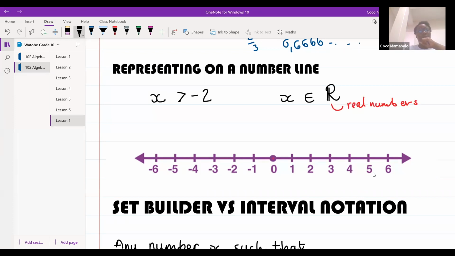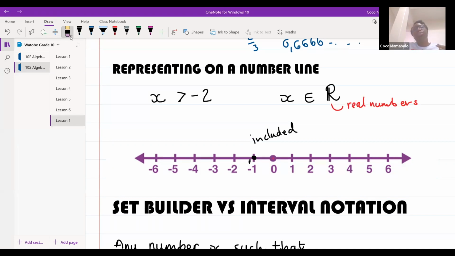So if I had to ask you guys about x being greater than -2, if we were talking about integers, you would all say, ma'am, we're going to start at -1 because x is greater than -2. But because we're looking at real numbers, we can't start at -1, because everything in between, right before -2, is also included.